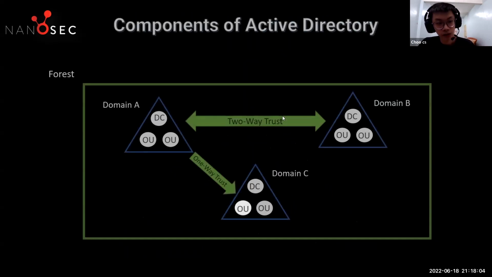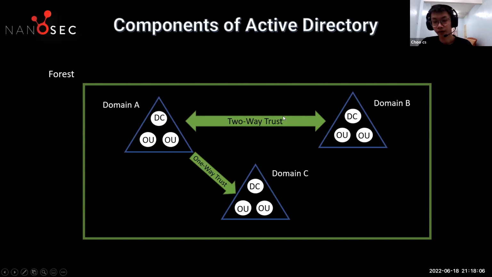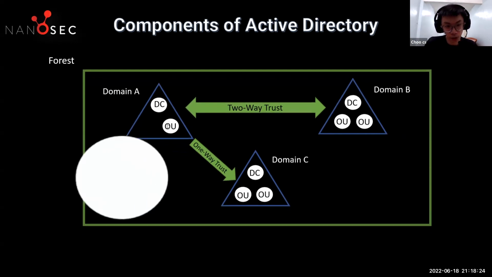Moving on to the components of Active Directory. There are a few components that we need to know. The first one is the forest. A forest is a security boundary that consists of domains, trees, and a bunch of organizational units, which is the OU.